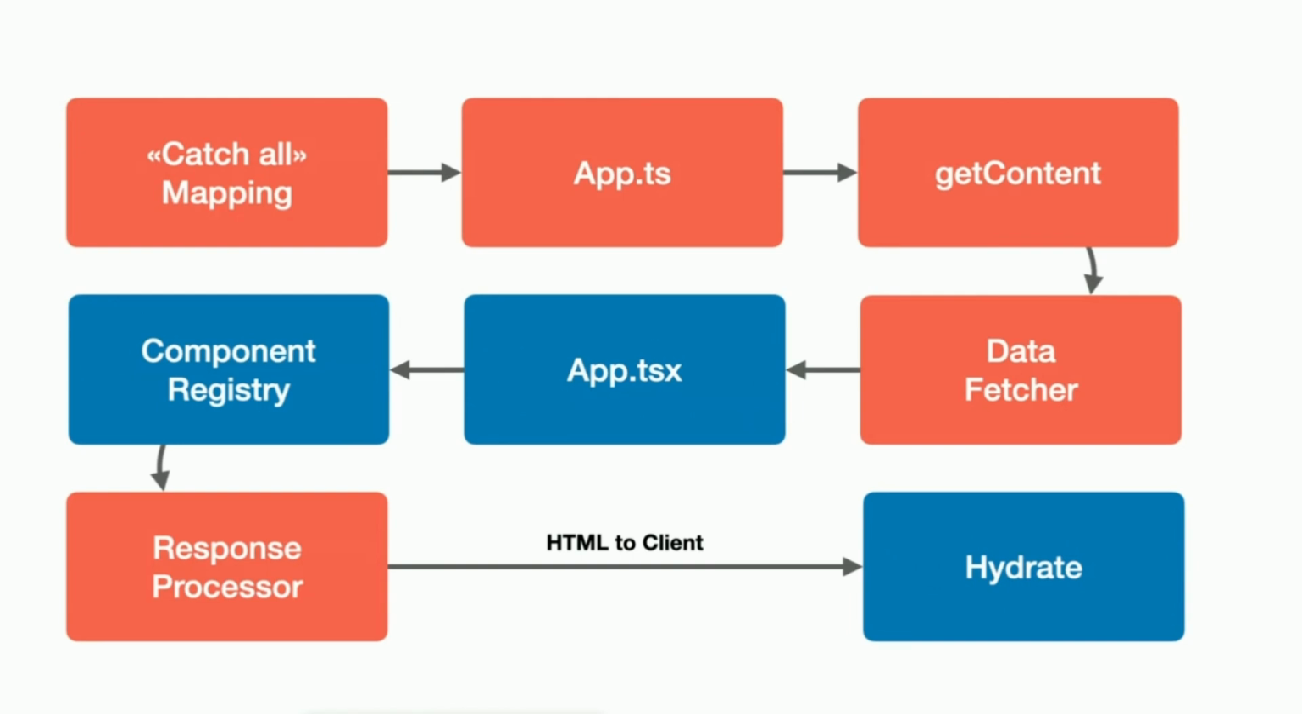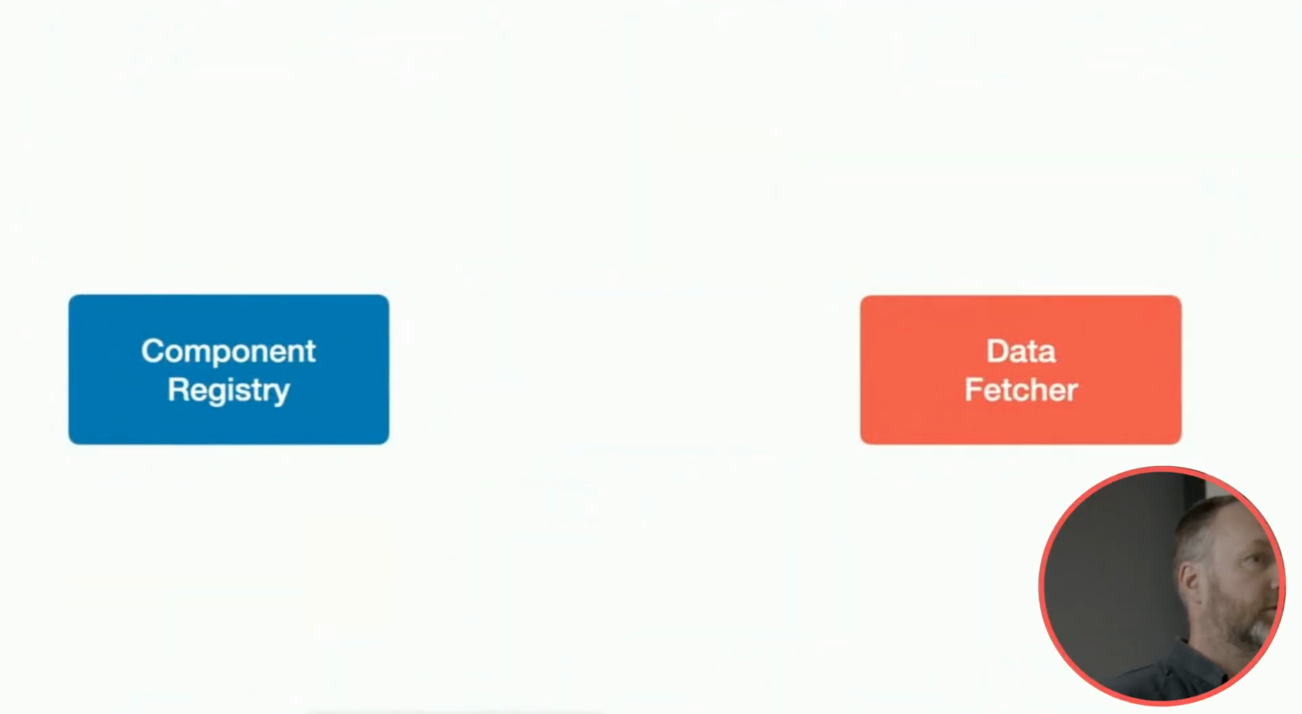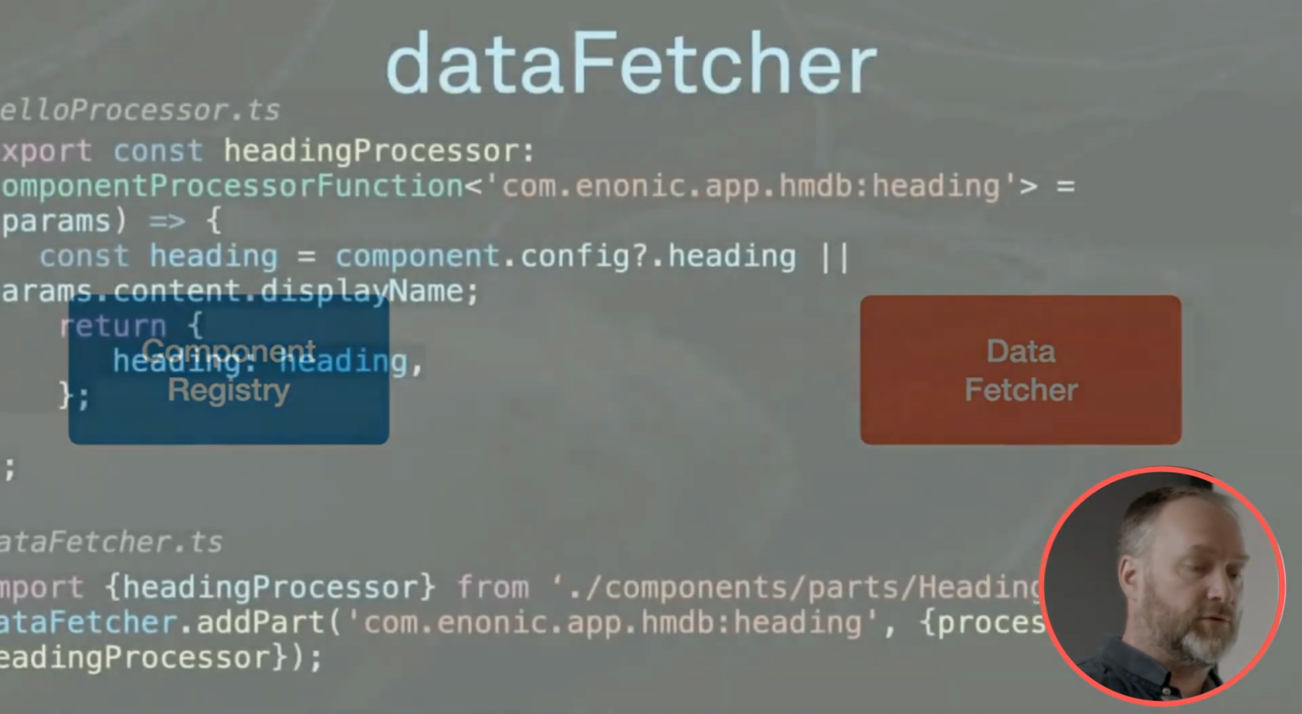So the red ones here are basically kind of server-side standard XP things. And then the blue ones are React. But when you're working with this, you will almost only have to deal with these two. So I guess 90+% of work is going to happen here. So let's have a look at two examples.